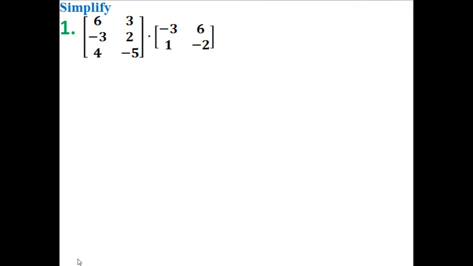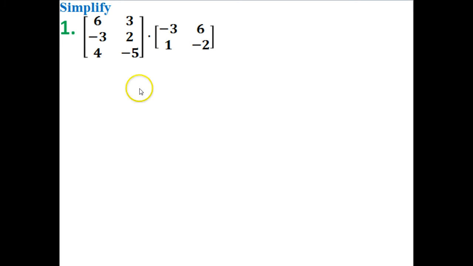We are asked to multiply these two matrices together. The first thing that we need to do when we're multiplying two matrices is determine if we can multiply the matrices together. So we'll go through the process here, and what we want to do is figure out what size of matrix this one is and what size of matrix this one is, and that will help us.